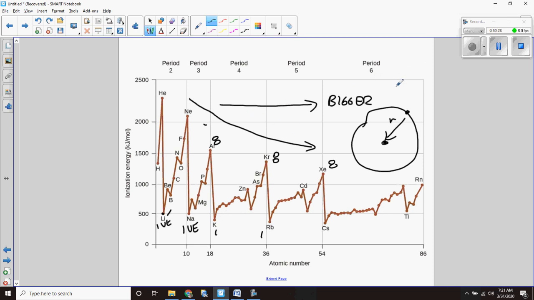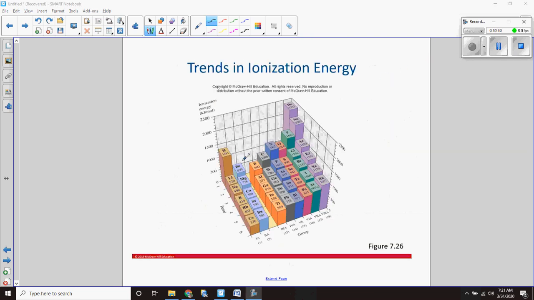Okay, so ionization energy is a pretty interesting trend. It tells us how easy it is to remove an electron. And what it really does is confirm some of our theories about how strongly held electrons are to an atom. So this is another graph, a three-dimensional graph showing you exactly the same information. And we find over here, these elements are noble gases. These are the ones that have full shells. They have the highest ionization energies. It's the hardest to remove electrons.